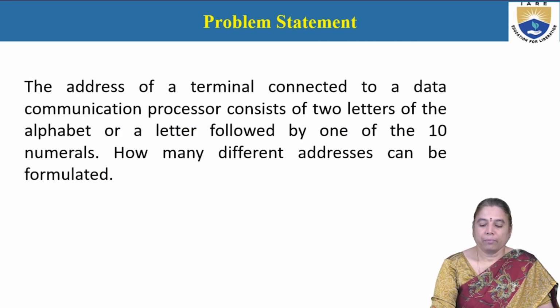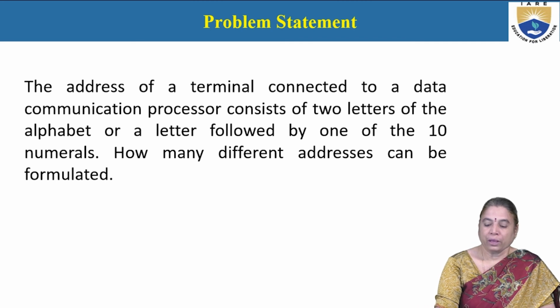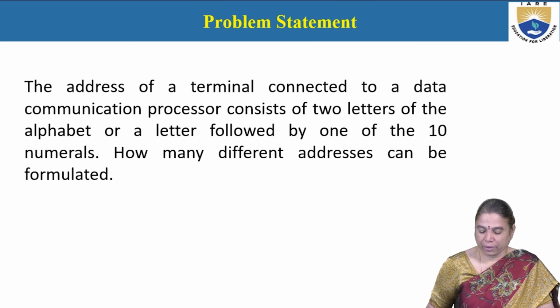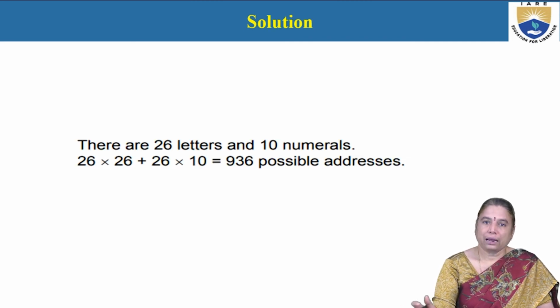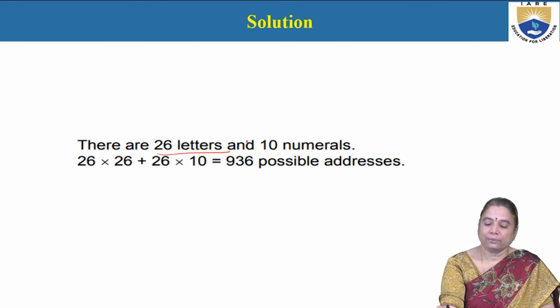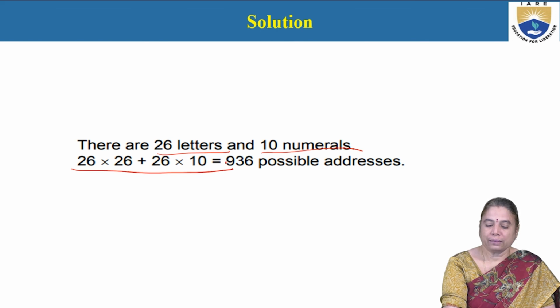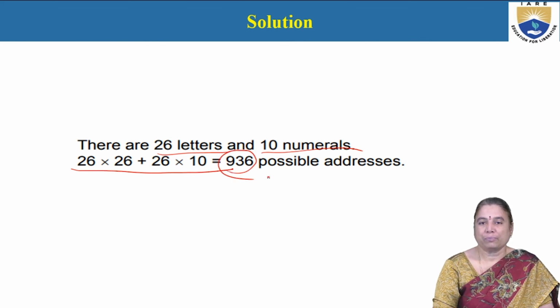Next problem statement. The address of a terminal connected to a data communication processor consists of 2 letters of the alphabet or a letter followed by one of the 10 numerals. How many different addresses can be formulated? So there are 26 alphabets and 10 numerals. So 26 into 26 plus 26 into 10. So 936 possible addresses can be used.